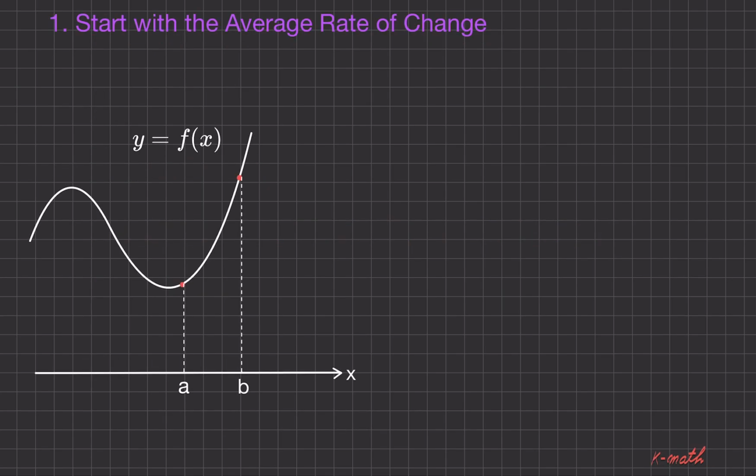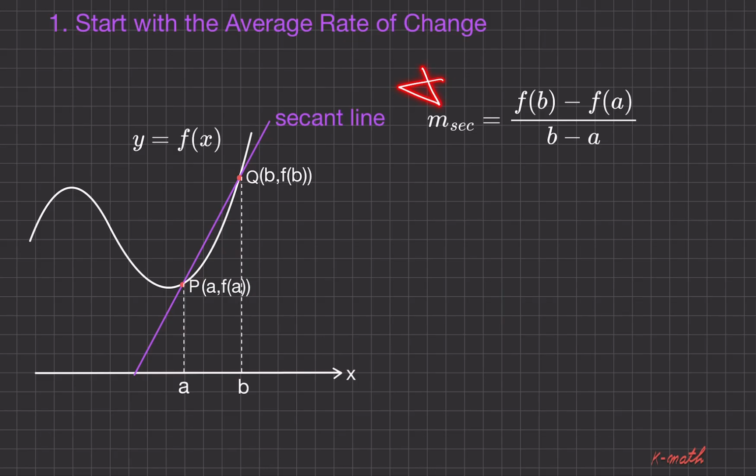Let's say we have a graph of f of x and 2 points on it, P and Q. Point P is a comma f of a. Point Q is b comma f of b. The line connecting P and Q is called the secant line. Remember, the slope of the secant line is f of b minus f of a over b minus a.